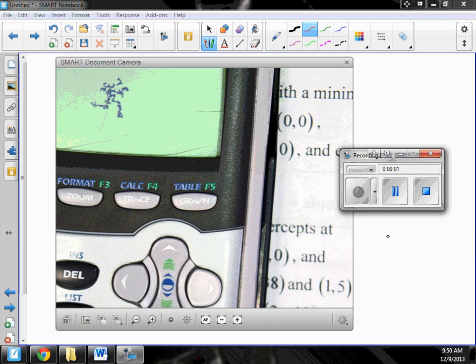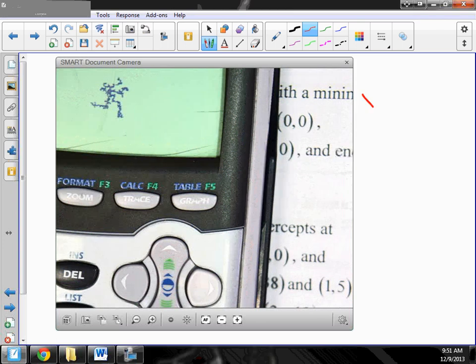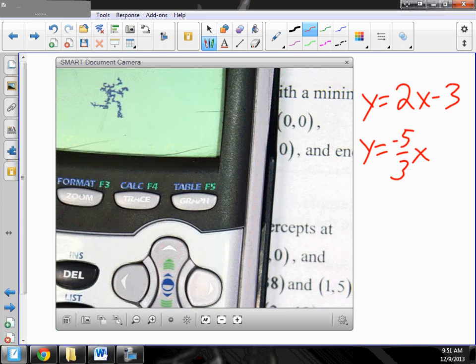So there are multiple ways to solve systems. We've done substitution and elimination. Now we're going to solve them by graphing, and then we're going to learn another way that's really nice later. So let's suppose that I had two linear equations, y equals 2x minus 3, and y equals negative 5/3 x plus 4.